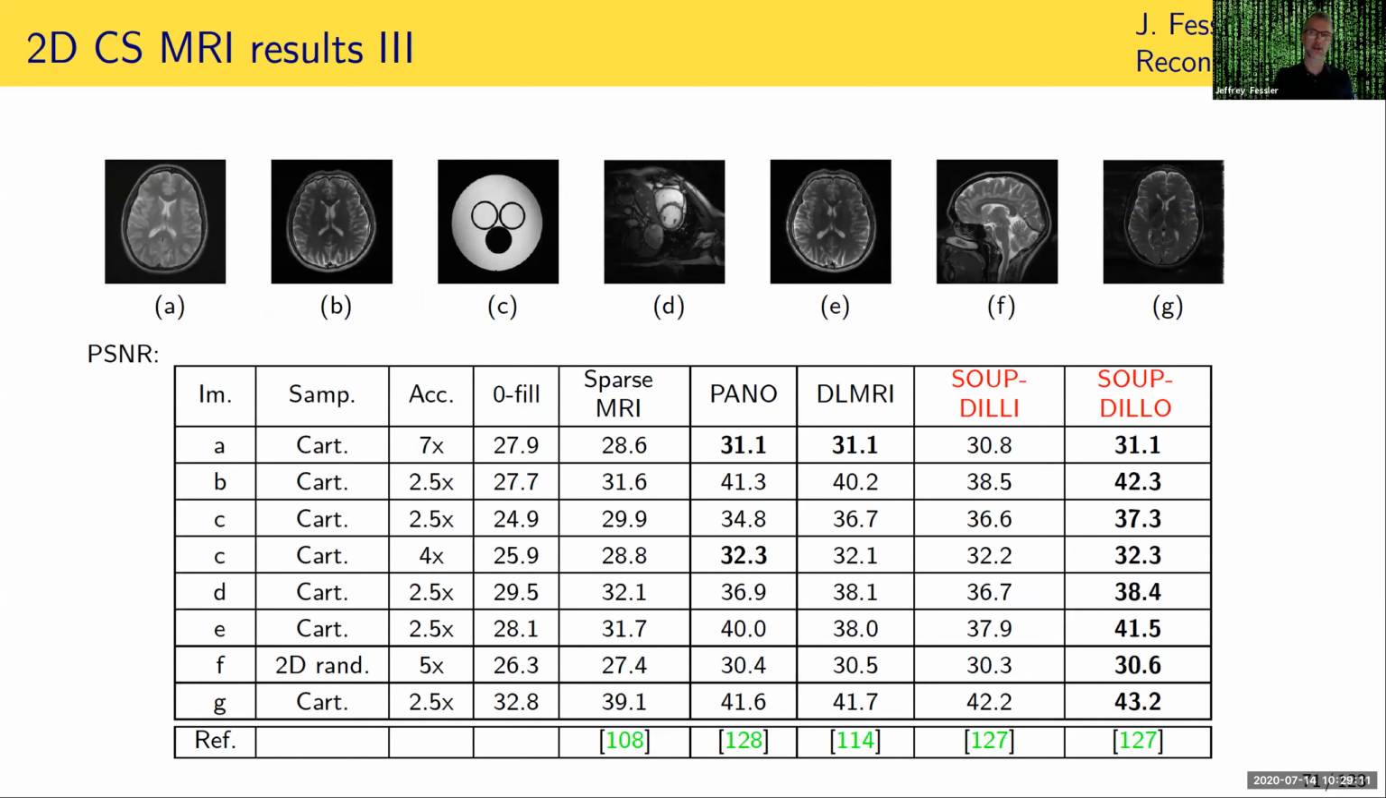Now you might be thinking, that phantom image is very simple. Convince me on some more interesting data. In our original submission of this paper, we had 4 or 5 cases, and the reviewers asked for even more. So you can see we've ended up with 7 cases here in the final version. For each of these images, we tried different sampling patterns with different acceleration factors. The zero-filled reconstructions, of course, are horrible in terms of their PSNR. Sparse MRI is compressed sensing using some combination of wavelets and/or total variation. I forget what PANO is, but it's another method for dealing with undersampled data.